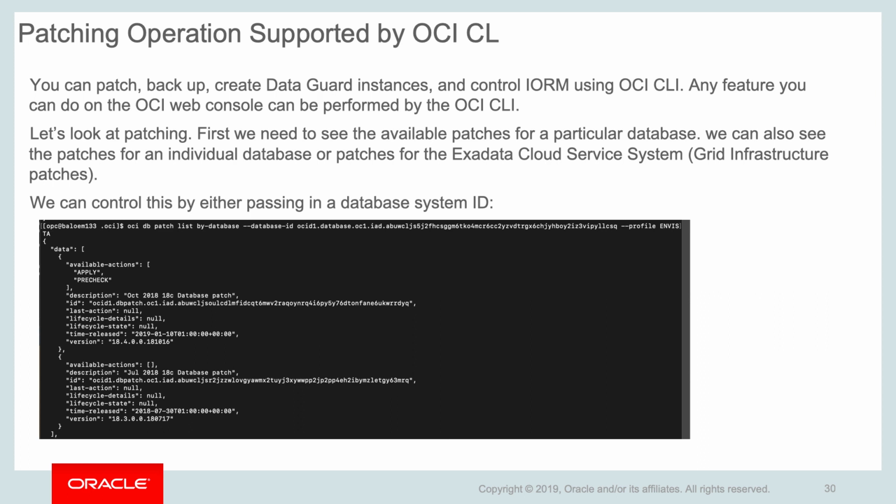So we'll take another example, patching. For any patching activity, you first need to find what patches are available for a particular database, and you can see the patches for an individual database as well as the grid infrastructure patches. How we do it: just use the OCI CLI, pass the database system ID. So I'm running OCI DB patch list by database, with the database ID, and specifying the OCID of the system, and it is able to show you all the available patches for the ExaCS environment.